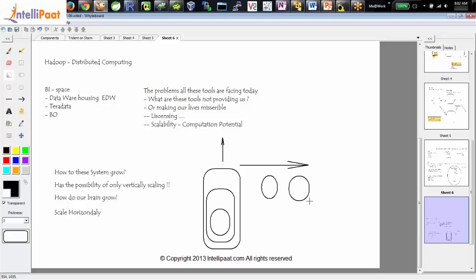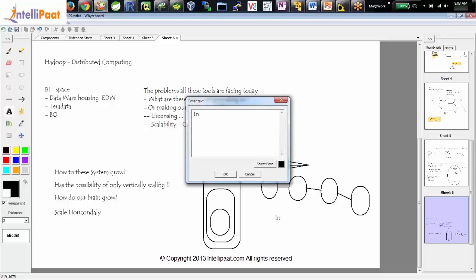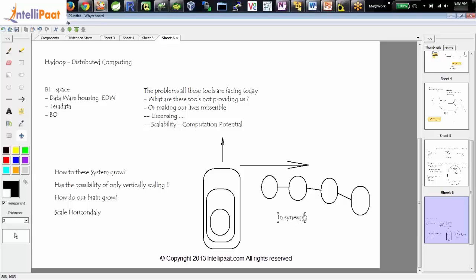We talk about the same box, the same box, the same box, but all working together in a synergy. This is a very, very important understanding about how our tomorrow's solutions are actually architected.